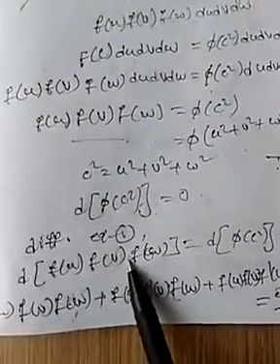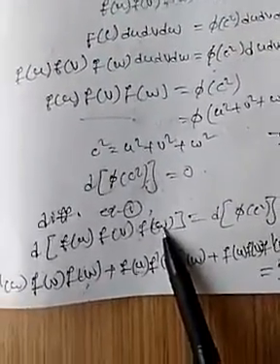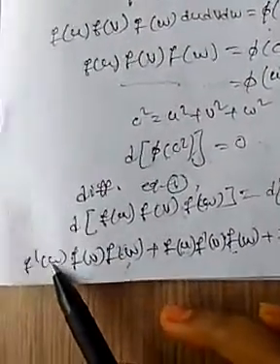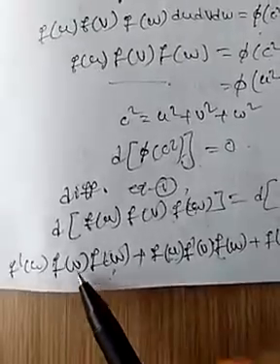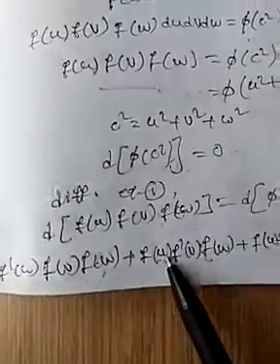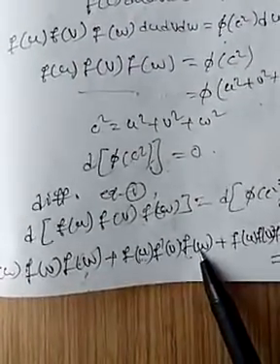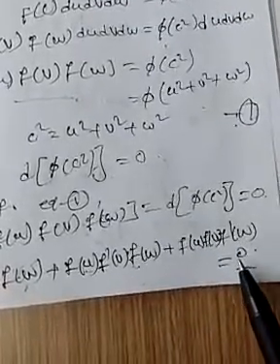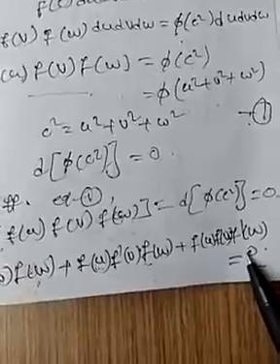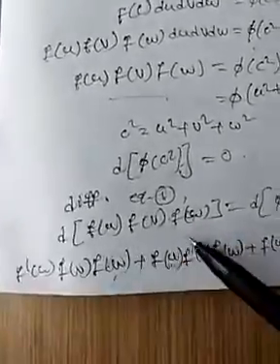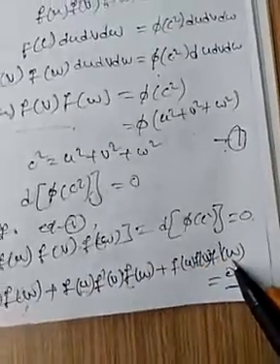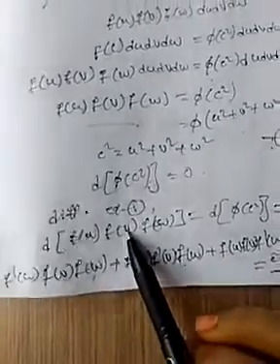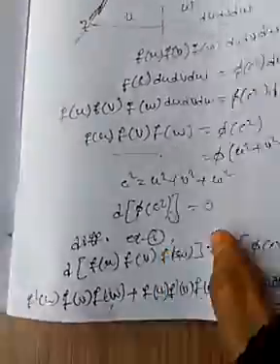And here it is in the form of u, v, w. So the differentiation of this becomes f dash u, f of v, f of w, plus f of u, f dash v, f of w, plus f of u, f of v, f dash of w, equals 0. Here f dash of u, f dash of v and f dash of w are the derivatives of f of u, f of v, f of w respectively.